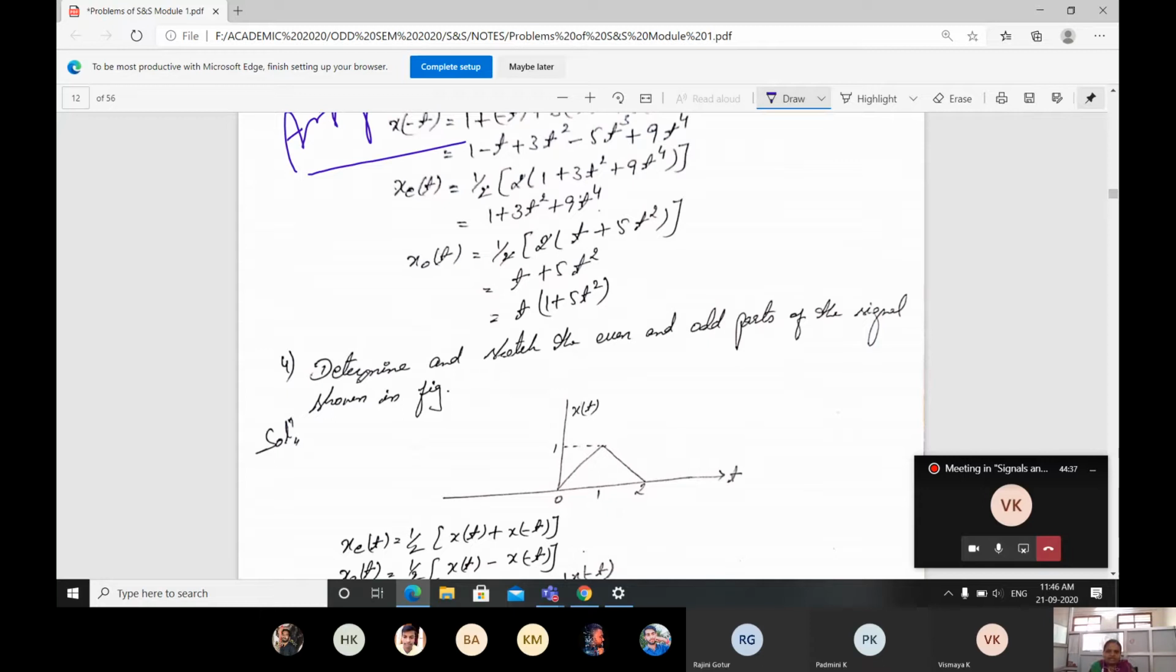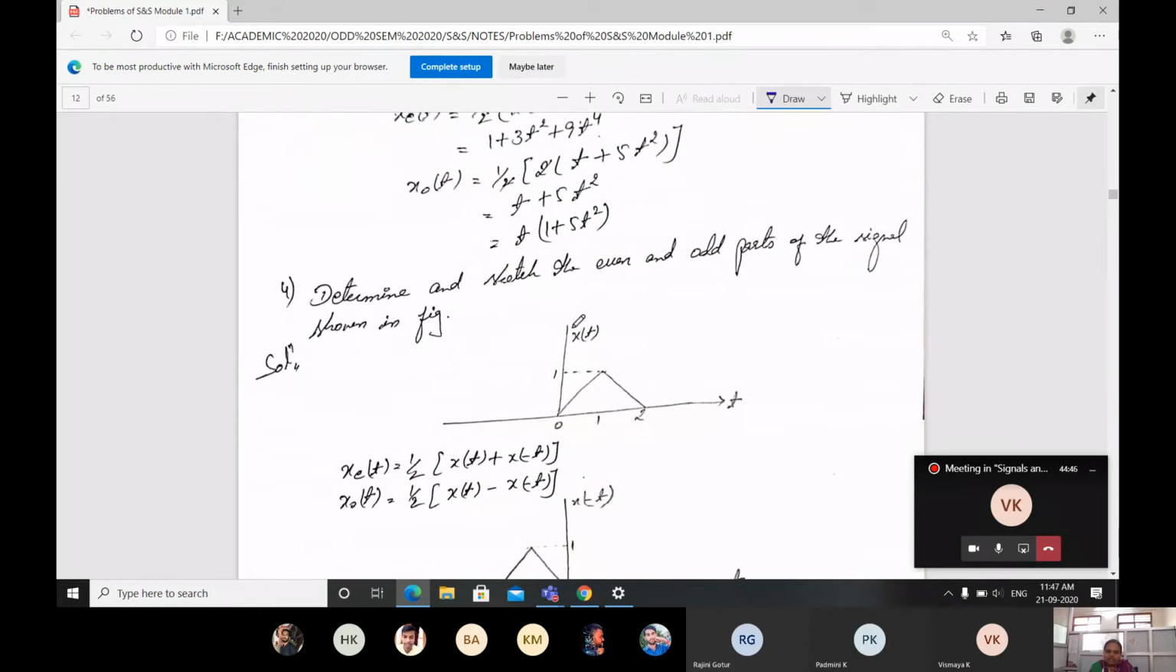Here an example is given. Determine and sketch the even and odd parts of the signal shown in the figure. A figure is given for us.